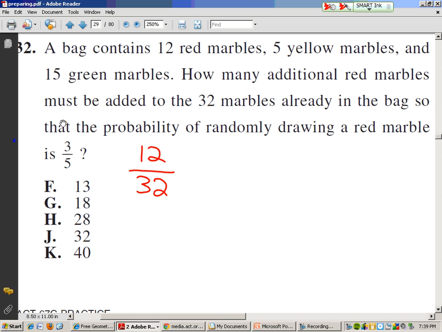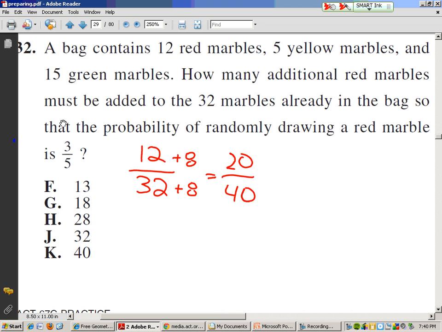What do I need to add to the top and the bottom to get 3/5? Well, we could do kind of just a guess and check. That's an easy way to do it. Let's try adding 8 to both. Now that's 1/2. Is that bigger or smaller than 3/5? Smaller, so I need to keep adding numbers, right? So I could add another couple.